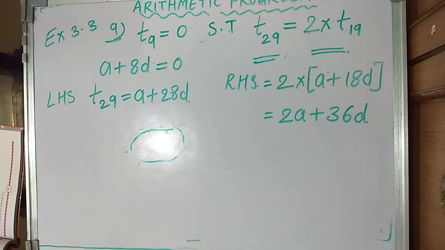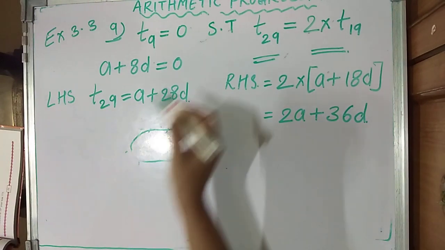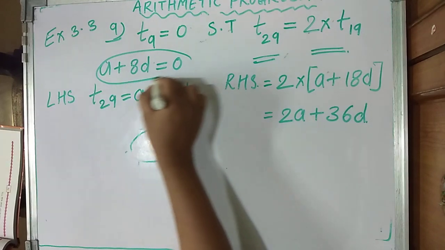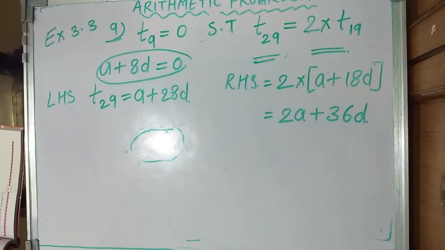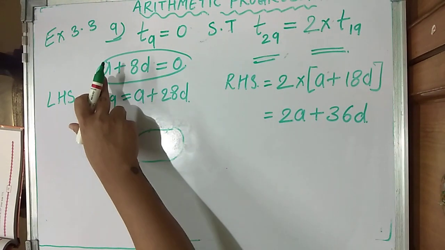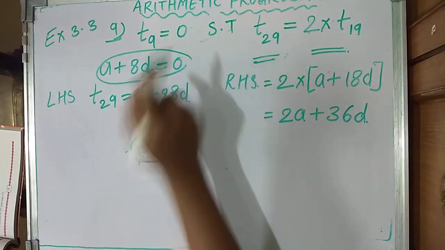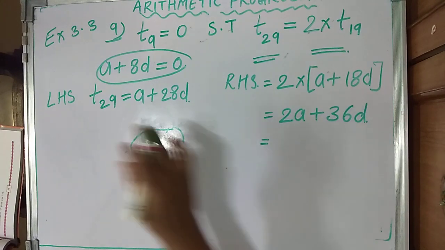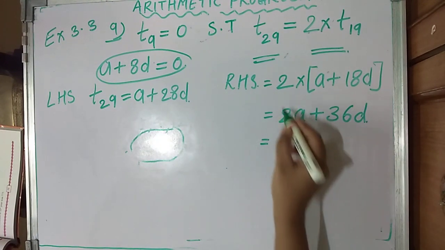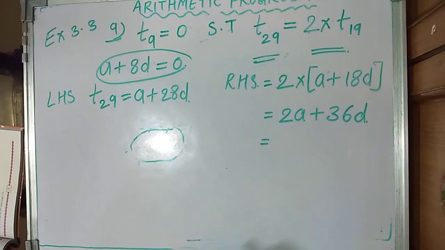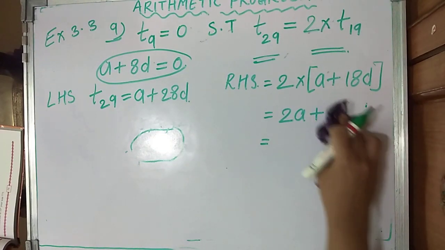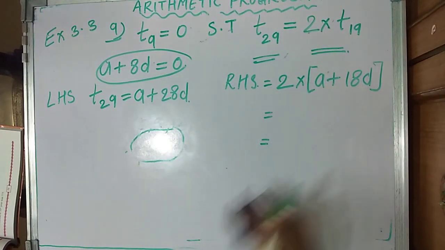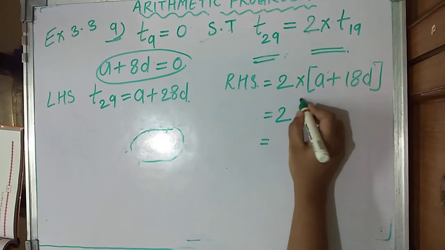Now what we are going to do, children, is use this step in LHS and RHS. We are going to use A plus 8D as 0 in LHS and RHS. So let's try RHS first and let's do LHS afterwards. This is 2 into A plus 18D. I will not multiply 2 inside, I will keep 2 outside only.